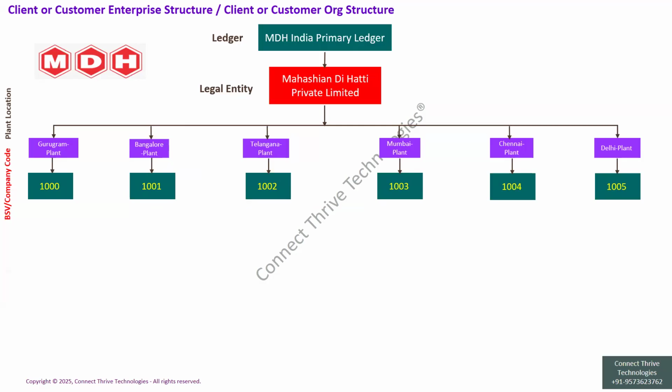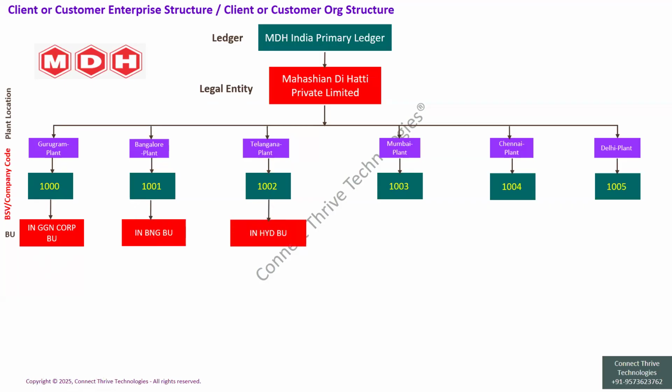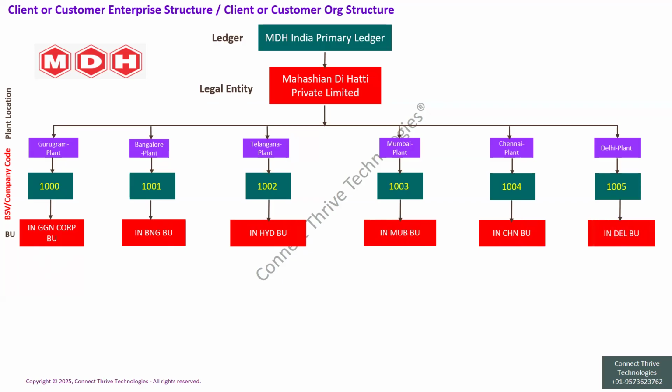So in this case, to book those transactions, obviously we need the location. At that location level we have a plant, and that plant we can create as a BU. That means each plant we create as one BU. So let's see here: India Gurgaon Corporate BU, next India Bangalore BU, India Hyderabad BU, India Mumbai BU, India Chennai BU, India Delhi BU. So with each location wherever we have plants, they have one unified legal entity. Under that, they have multiple plants within India.